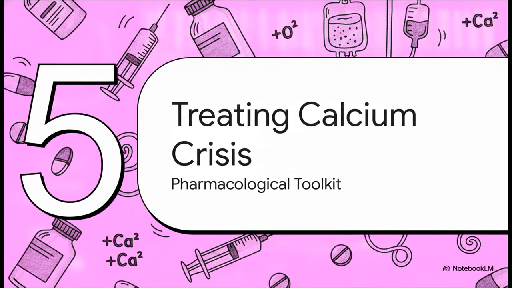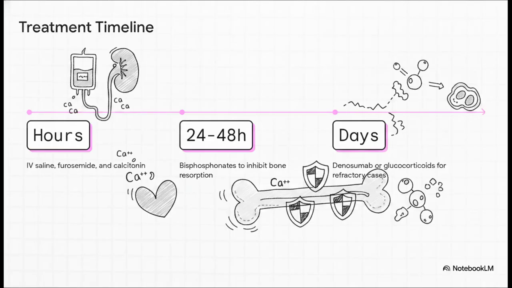Finally, let's bring it all together in Section 5, treating the calcium crisis. Let's review the pharmacological toolkit we actually use to fix this. Here is your battle plan. This timeline bridges the immediate therapies that work in just hours to the heavy-hitting medications that take days to kick in. When a patient rolls in crisis, your very first move is aggressive hydration with IV saline, followed by a loop diuretic like furosemide to literally force the calcium out of the kidneys.